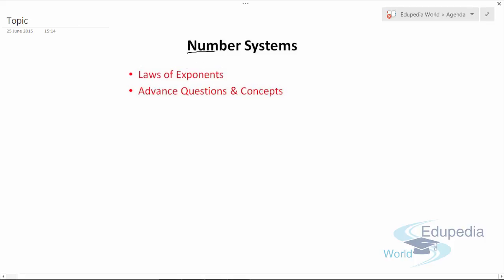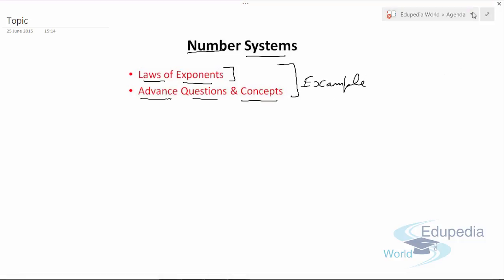You are watching the videos on number system. So in this video we'll discuss laws of exponents, how to solve powers and exponent, which you might have done in 8th standard also, and then at the end of the video we'll discuss some of the advanced questions and concepts. So again we'll follow the same strategy. We'll solve each and every concept through example. So let's get started with the first concept, which is laws of exponent.